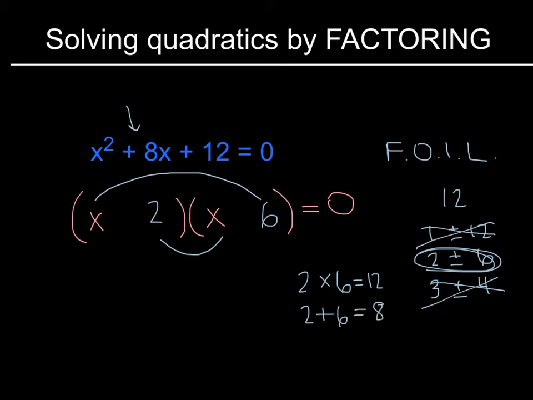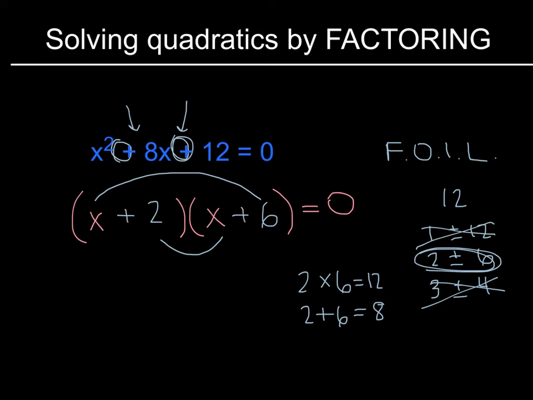Okay, now it's all about signs. Because this number right here is a plus sign, I know that these two signs have to either both be negatives or both be positives. In this case, because my middle sign is also positive, they will both be positives.